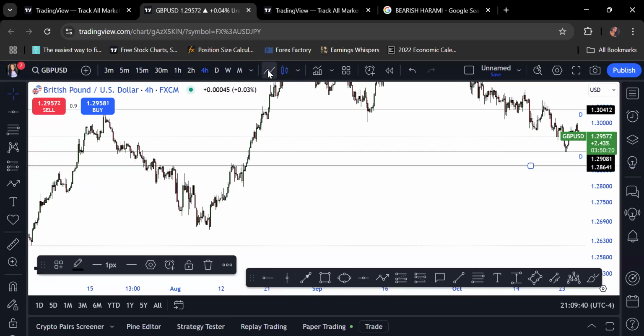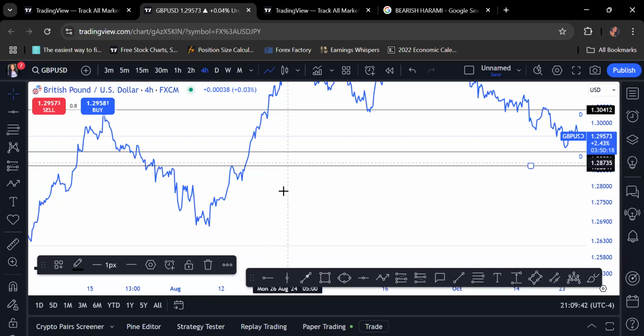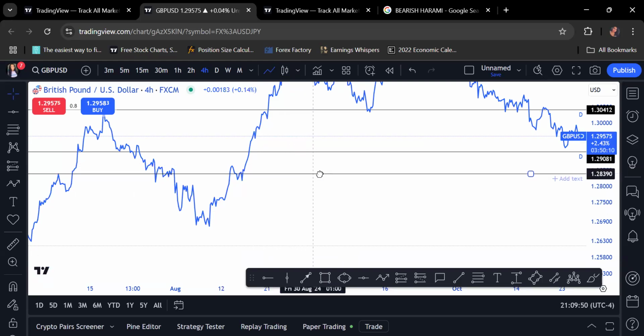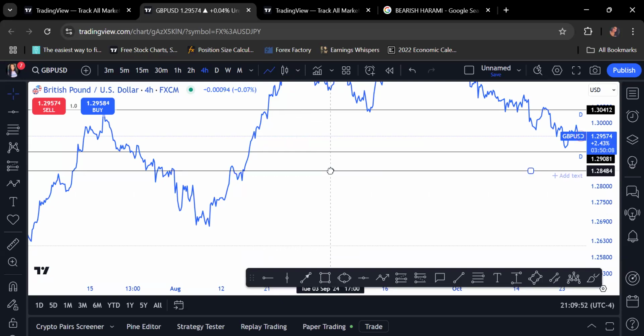Let me go to the line chart. What I'm starting to see with GU is that it looks better with levels and line hits than it does with market structure.